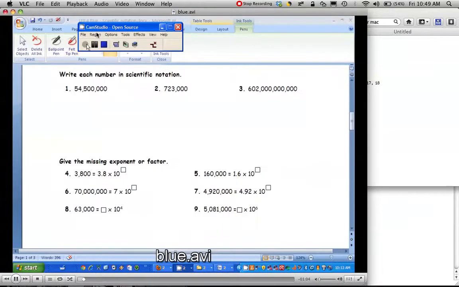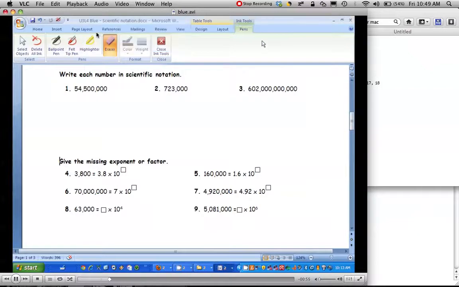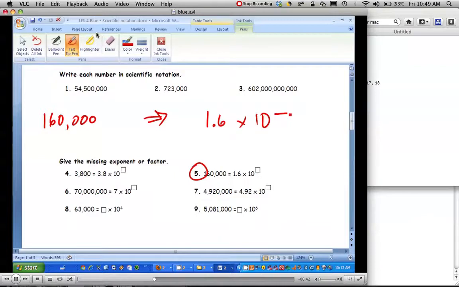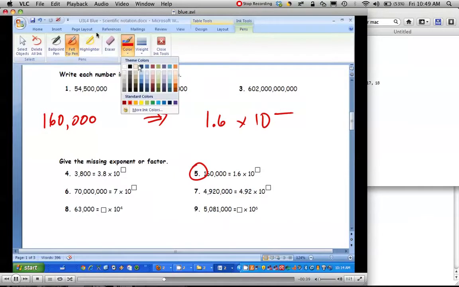All right. A question that was asked about the blue level ones was, how do I take a number that's written in standard form and put it into scientific notation? Okay, and blues and blacks had lots of these to do. So 160,000 equals 1.6 times 10 to what power? Okay, because scientific notation always has the first factor as a number between 1 and 10.